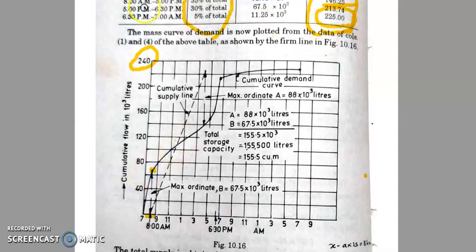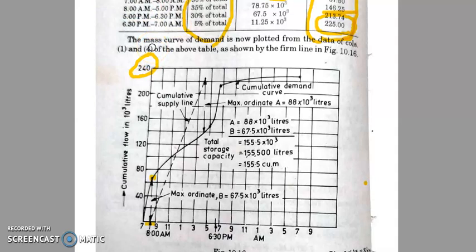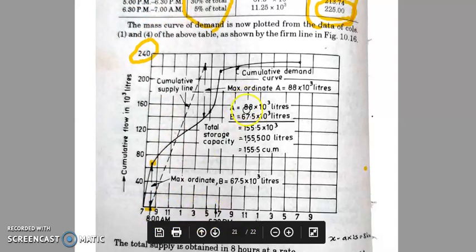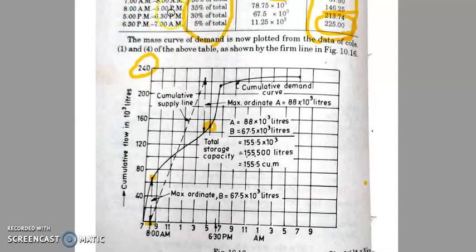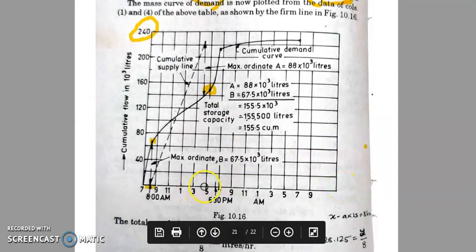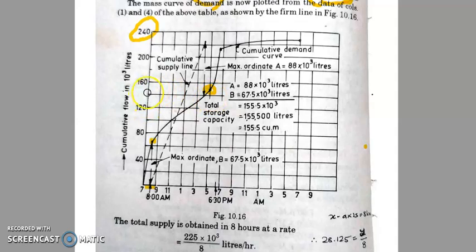Then next is 8 a.m. to 5 p.m. So from there to 5 p.m. the second dot will come here. 8 a.m. to 5 p.m., sorry. So 5 p.m. is here, and the value is 146. So it is 120, then here it is 147. So this is the second dot.